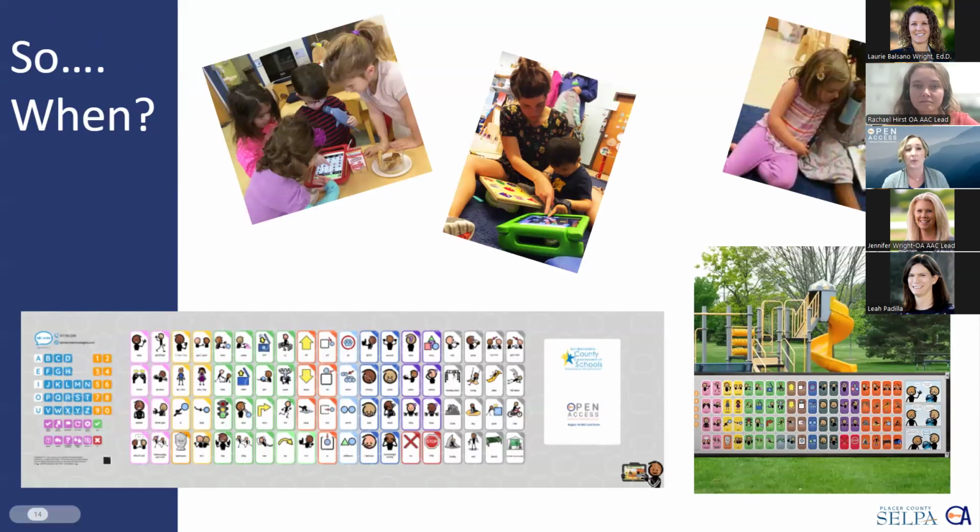So let's recap. When do we introduce AAC? As early as possible. In our preschools, we should be supporting and using AAC to improve and increase the use of communicative functions such as commenting, requesting, greeting, asking questions and answering questions, protesting and rejecting, and also turn taking. These can all be targeted during snack time.